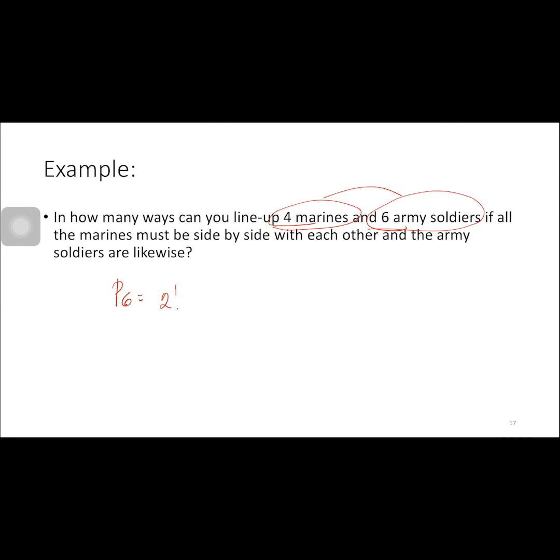And then the Marines should be side by side with each other, so this is considered as one group. So we have 4 factorial. Another one is the Army soldiers. They have their own arrangement in their group, just like the Marines. So we have 6 factorial. So that is equal to 34,560.